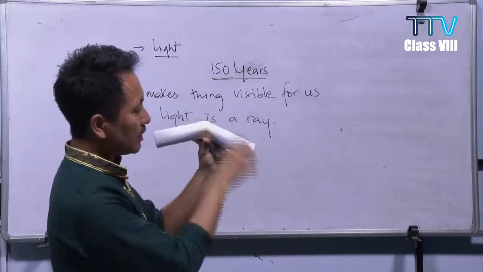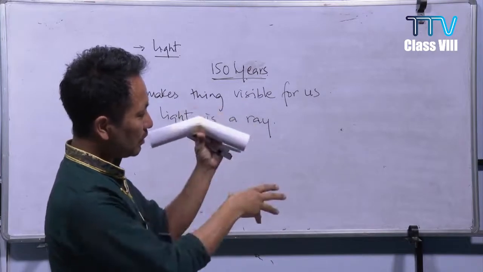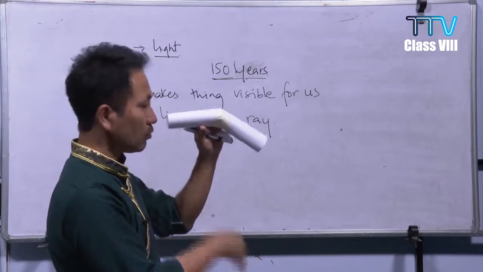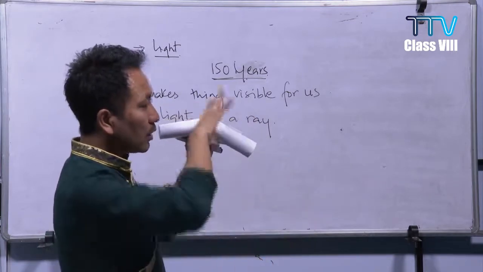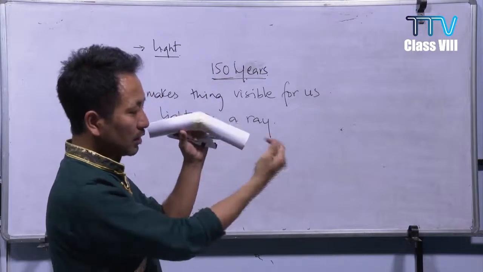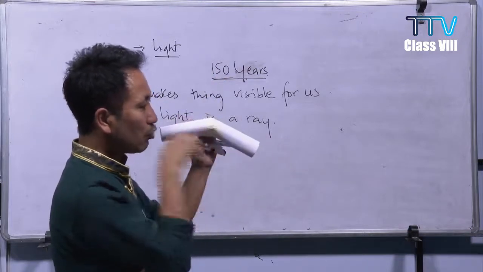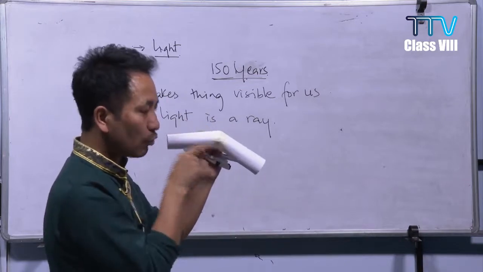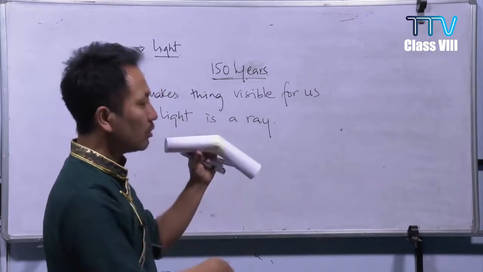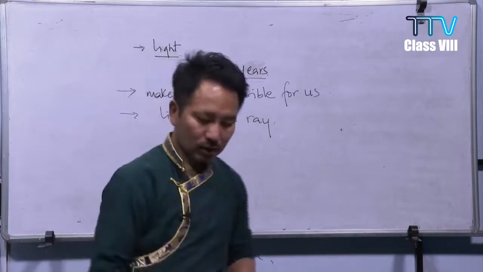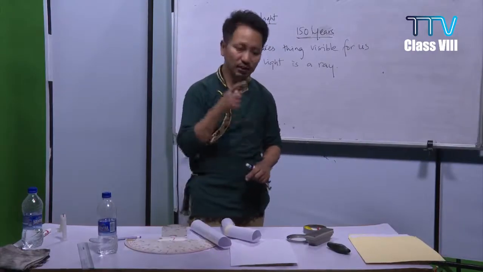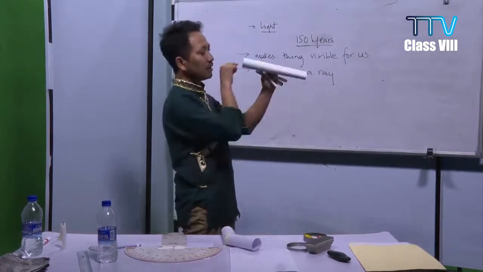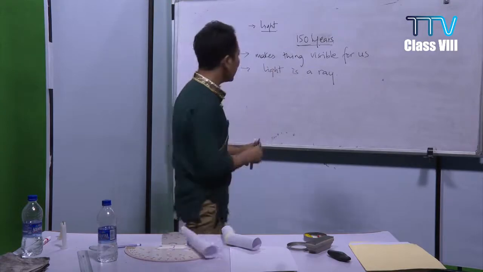Light does not travel in a straight line when bent, so therefore light travels in a straight line. We can say light is a ray.